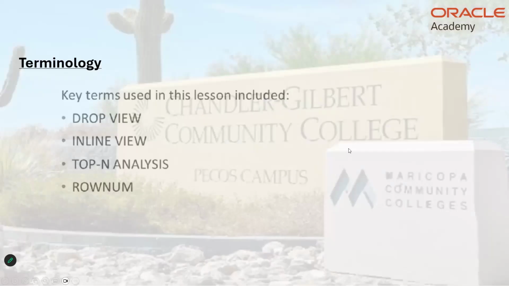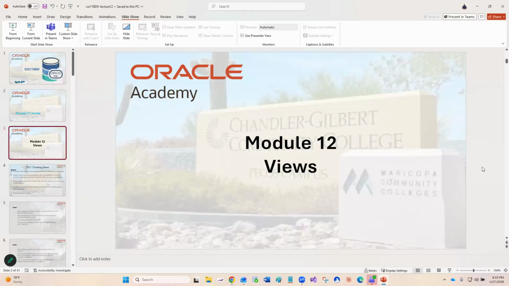All right. So our terminology for our last little section on views. This will give you a good introduction to views. Views used to be very useful because of how you can change them dynamically and how they're persistent, and they're actually an object within your database. So: drop view, inline view, top-N analysis, and rownum. All right. See, that wasn't too bad.